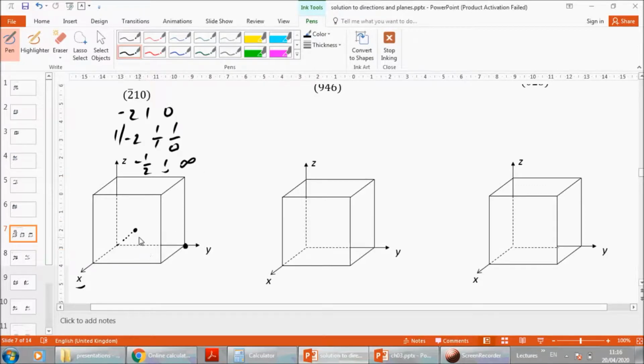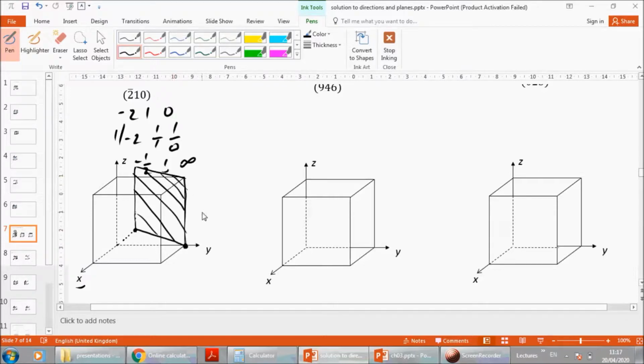I have acquired these 2 points, so connect them. Because the plane is parallel to z, I will extend this line parallel to the z-axis. So draw a parallel line to z. This is the plane which I need.